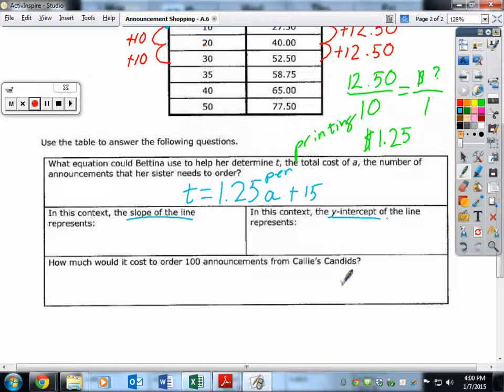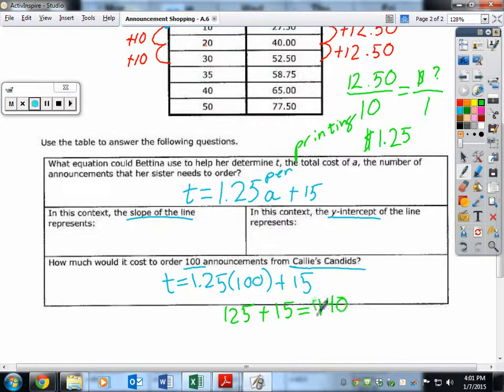Now we're going to look at, again, how much would it cost for 100 announcements for this other business. All right, again, I'm just applying the equation here. The total cost for 100 announcements would be $1.25 per announcement, so times 100, and add on the 15. So multiplying, that's going to give us 125. Add on to that the 15, and we'll have $140.